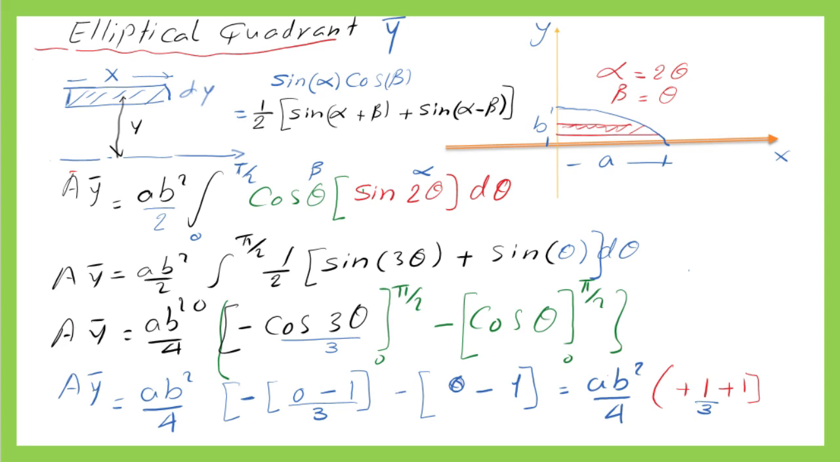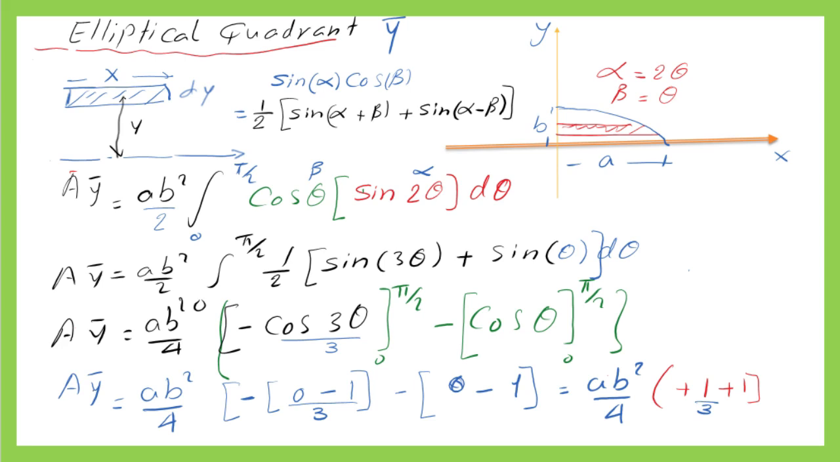Then we will get the expression of ay bar: the 4 will go with 4, and we are left with ab squared over 3. From the previous information, we have ay bar equal to ab squared over 3, while previously we have proved that A equals pi ab over 4.